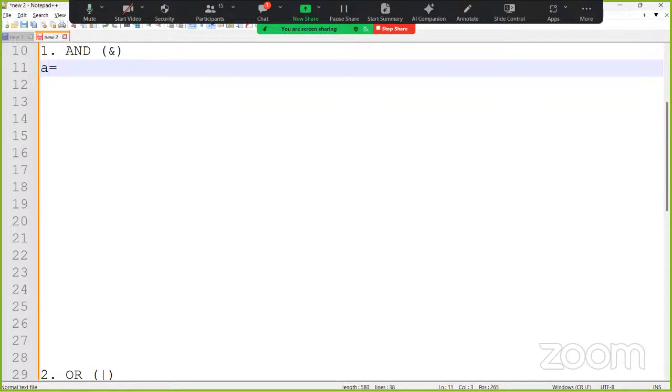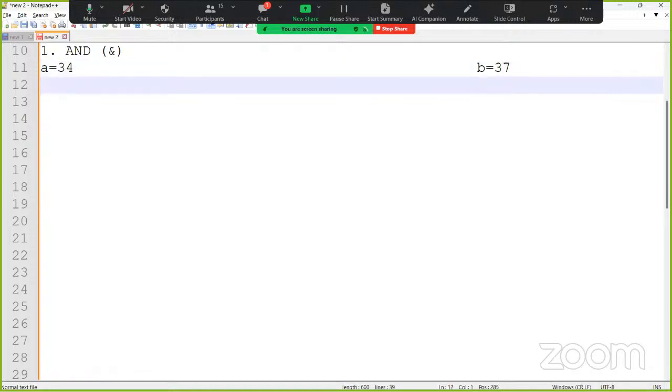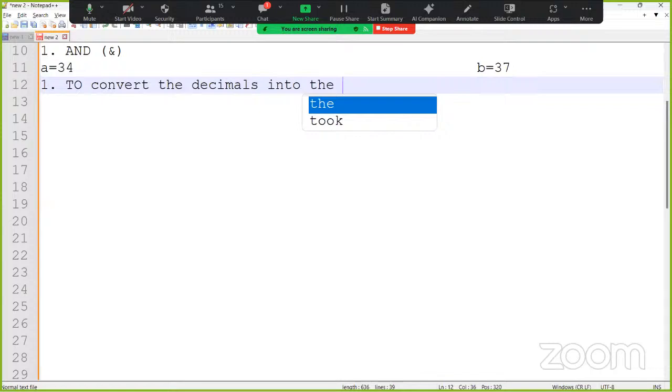One operand is A, which has the value of 34, and the other operand I'm writing here on the right side of the screen, which is B equals 37. Now, as we have A equals 34 and B equals 37, the very first step you need to perform when solving a bitwise operator is to convert these decimals into binary. You have to be quick at converting decimal numbers into binary.